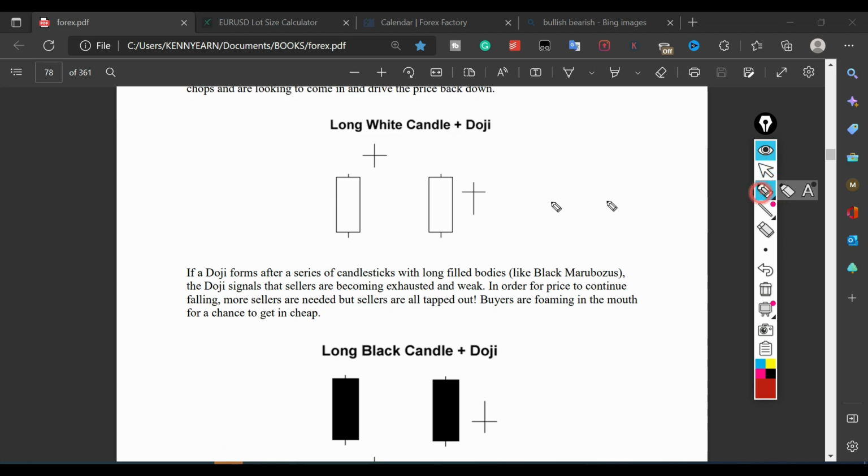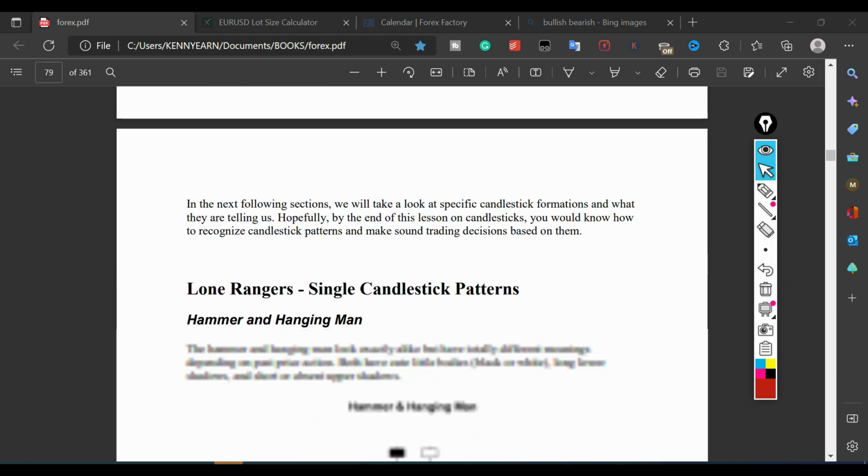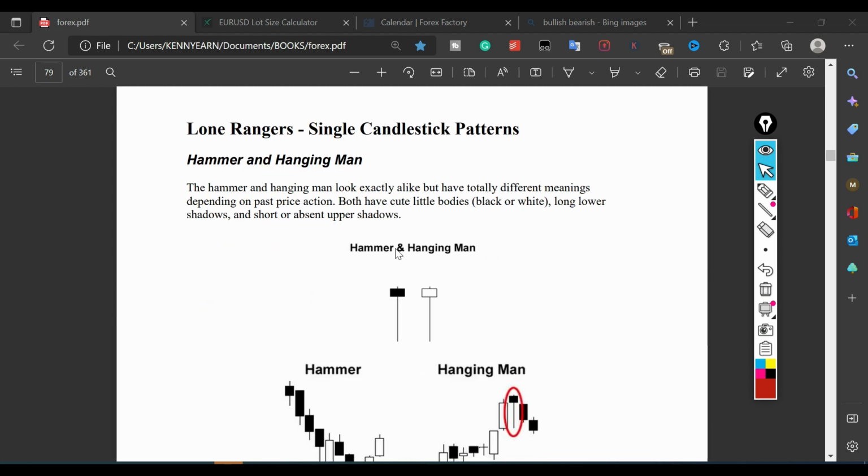And then let's talk about long candles and doji. Sometimes you could get long candles and then you see a doji. Most of the time, the candle that brings up the doji is a Marubozu candlestick. It's just showing you could still see this kind of candle in the market.